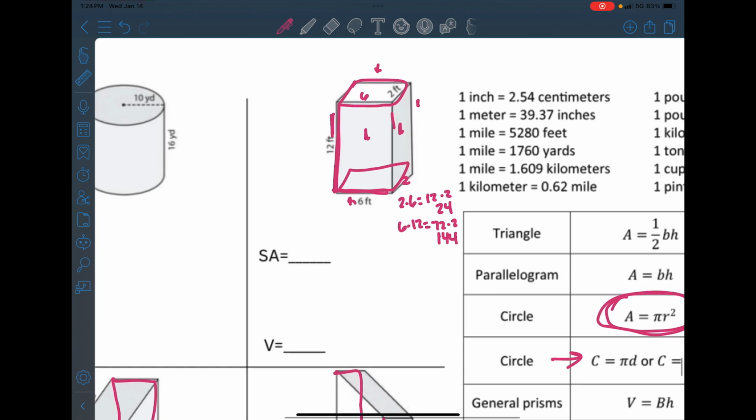And then the side ones are 2 by 12, because this side is 2, and this height is still 12. So 2 times 12 gives you 24, and there's 2 of them. There's one on this side and one over on this side. So times 2 is 48. Now you add 24 plus 144 plus 48. You can put that in your calculator. And that's going to be 216 feet squared.